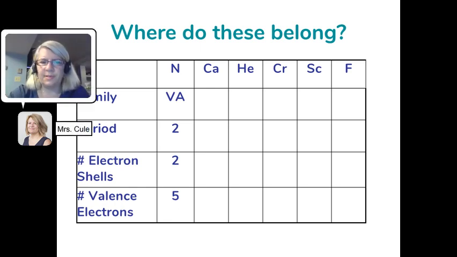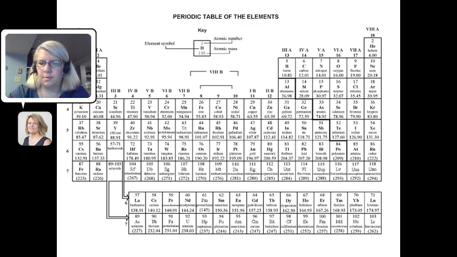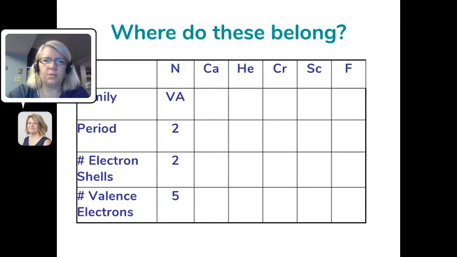Let's take a look at where calcium is. Calcium's over here. This is the period. This is the group number up at the top here. Okay, so our group number or family is 2A. It is in period 4, which means it has 4 electron shells and 2 valence electrons. So remember, valence electrons goes with family, period, and electron shells, those ones are connected.